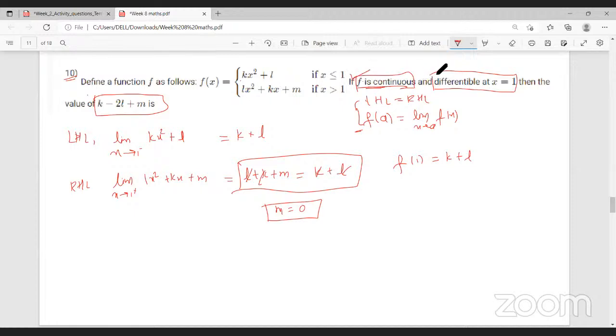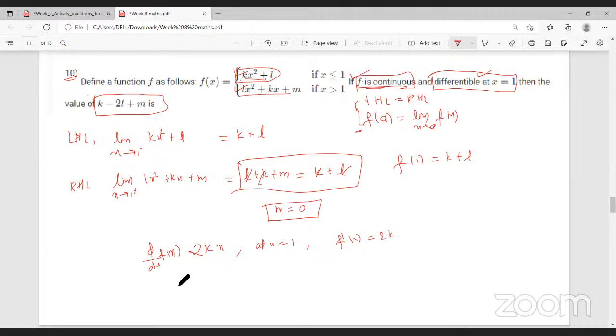Now, one more condition: the function is differentiable also, right? Yes, sir. If both the functions are differentiable, then at x equals 1 their derivatives will be equal. So what is the differentiation of kx squared? It is 2kx. And what is the value at x equals 1? 2K. So d/dx of f(x) equals 2kx, and at x equals 1 the derivative will be 2k.